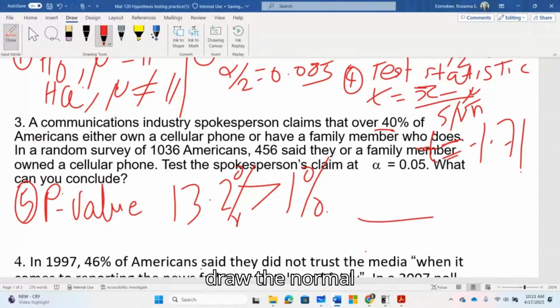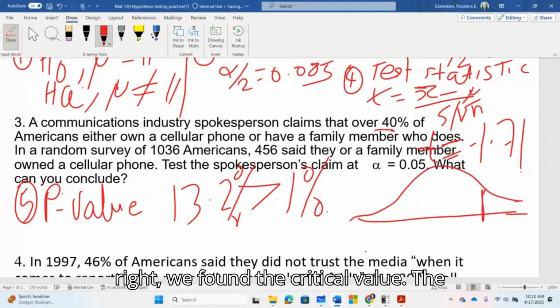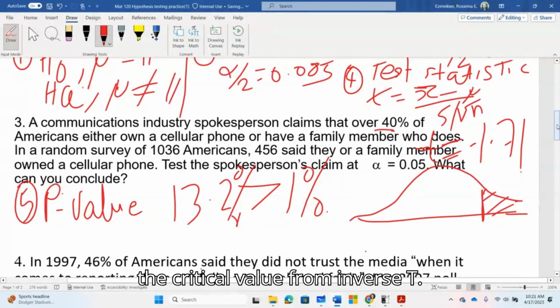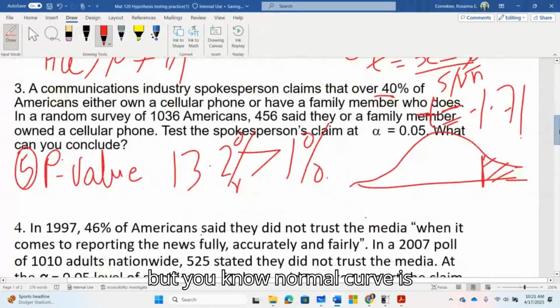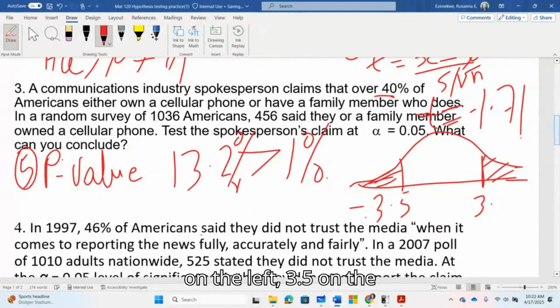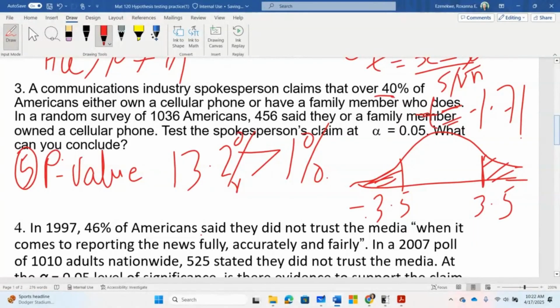Let me draw the normal curve. All right, we found the critical value. Let's go back and see the value of the critical value from inverse t. That critical value is negative 3.55. But you know, the normal curve is symmetrical. So negative 3.5 on the left, 3.5 on the right. Which means that the boundary line is negative 3.5 and positive 3.5.